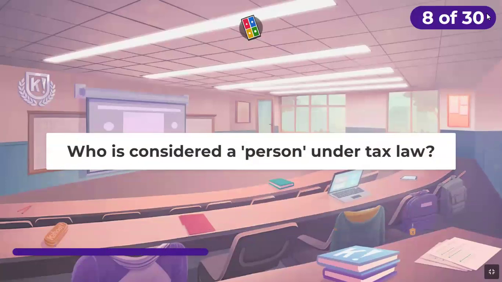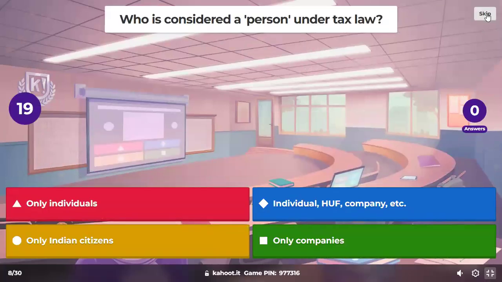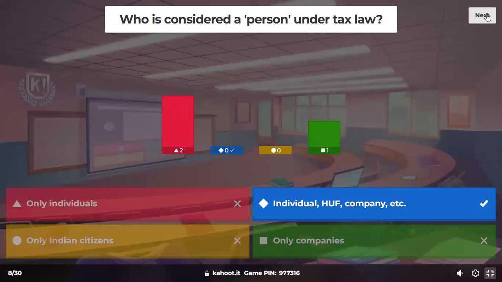Now next question, who is considered a person under the law? Red is only individual, yellow is only Indian citizen, blue is individual, HUF, company, etc. And green is only companies. So the correct answer is individual, HUF, and company.